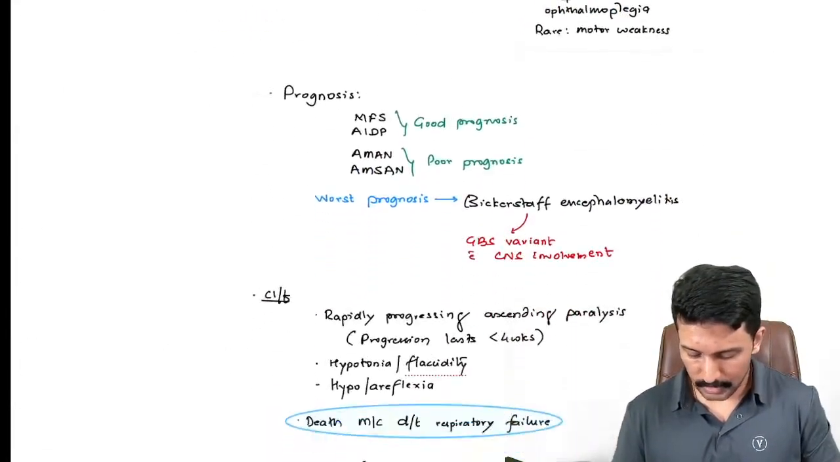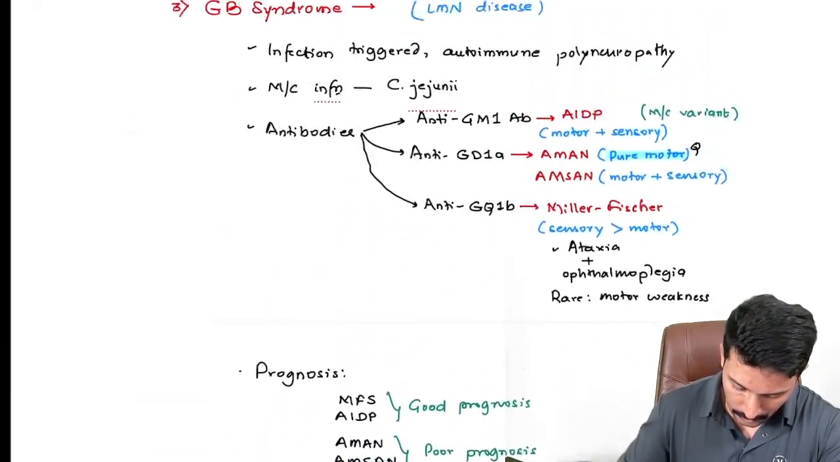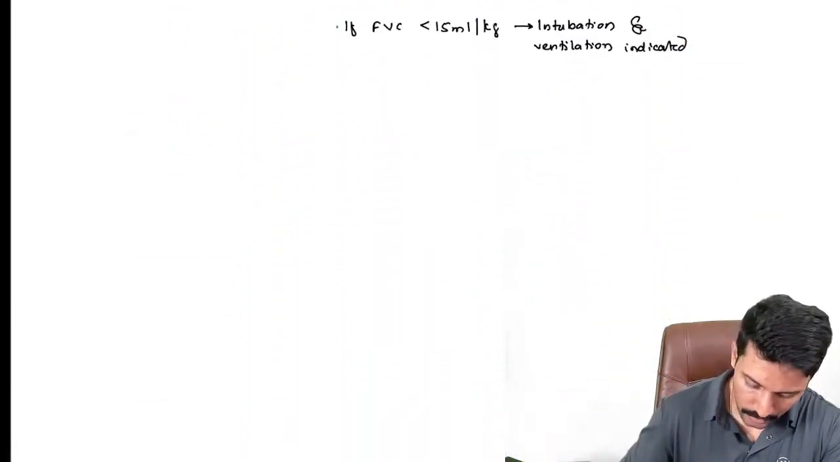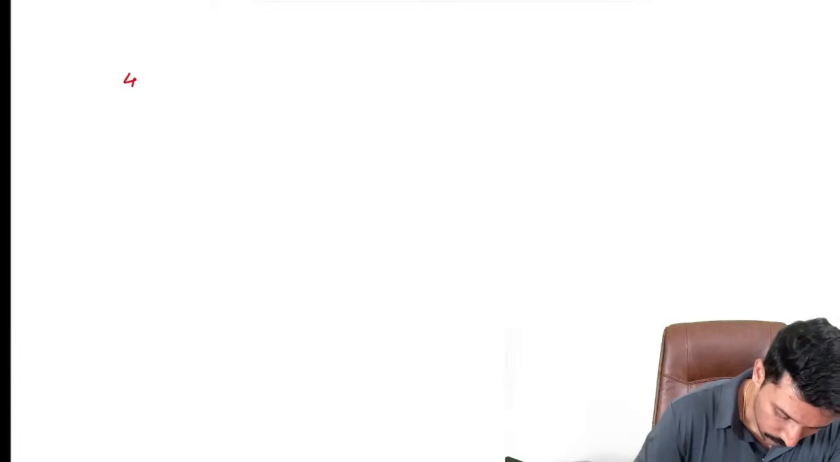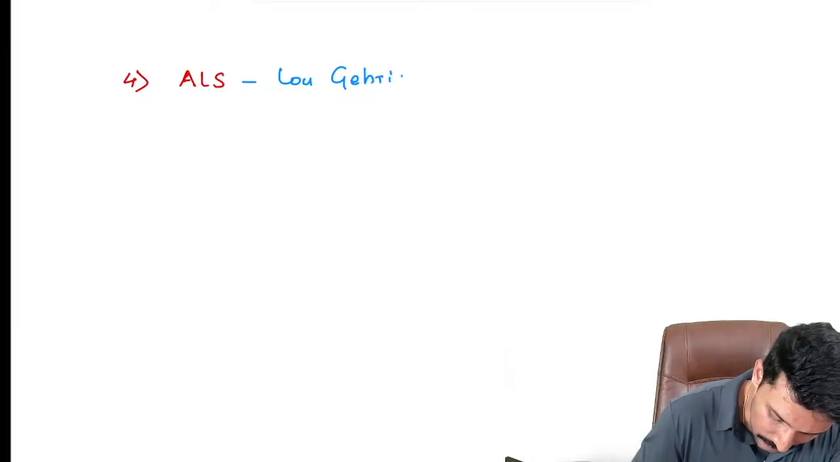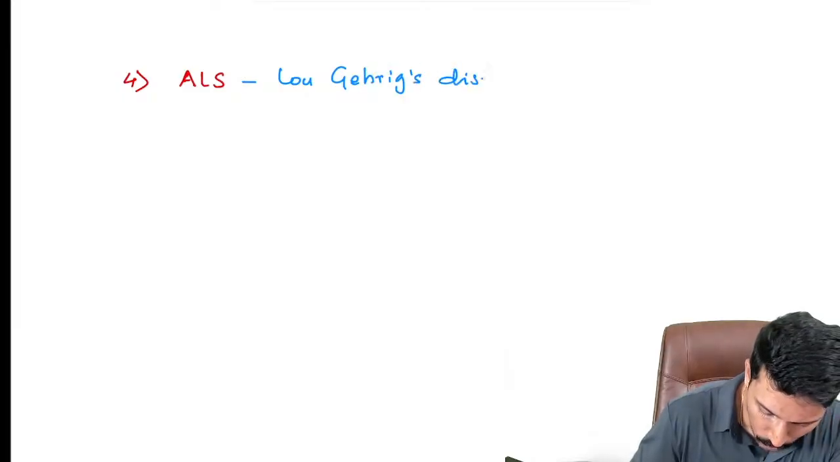Okay. So after GB syndrome, let's go to a disease which we call amyotrophic lateral sclerosis or ALS, which is also called Lou Gehrig's disease. So what is this?